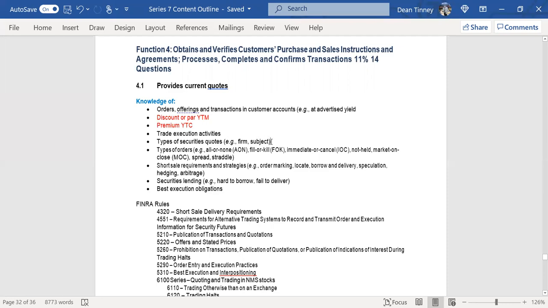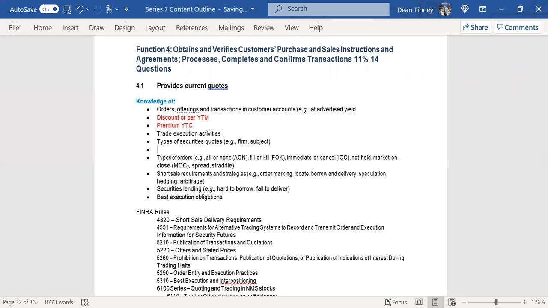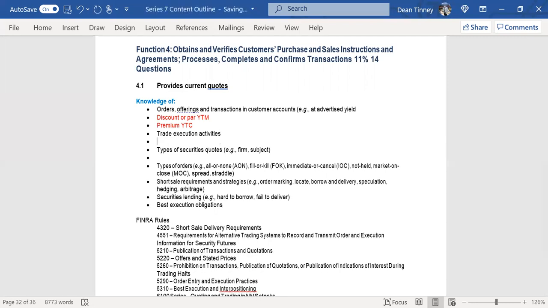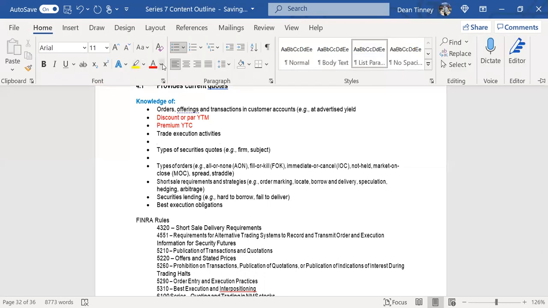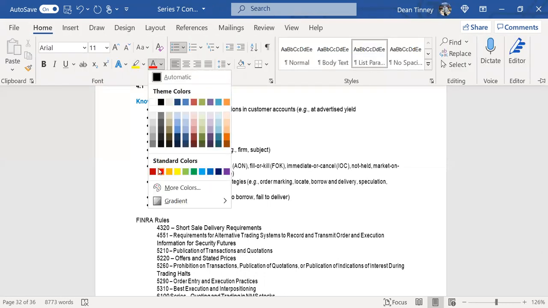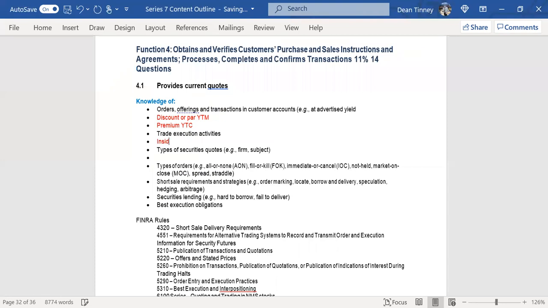Types of orders. Again, in the explications, we don't go through everything. We go through the things that we know are in the test, or comment on things that haven't shown up, and who knows when they'll be back in. Trade execution activities is mainly this idea that I have to get to best execution. That means, when I'm looking at a quote, I should try to get the customer the best quote, and the best quote is typically going to be the inside market, also known as the inside quote.